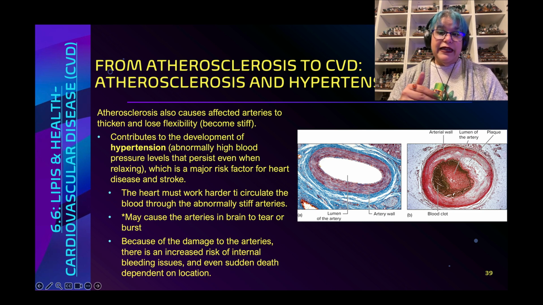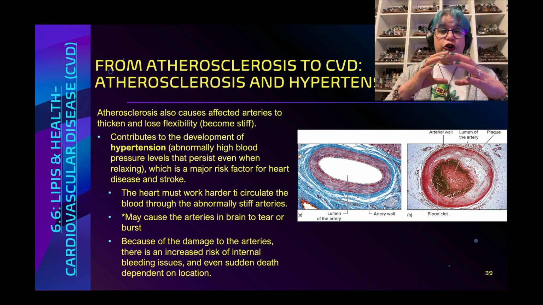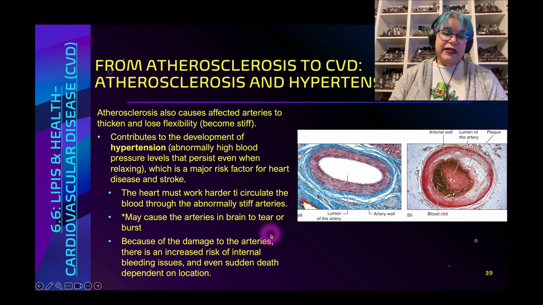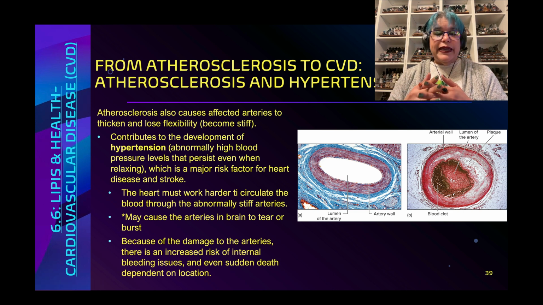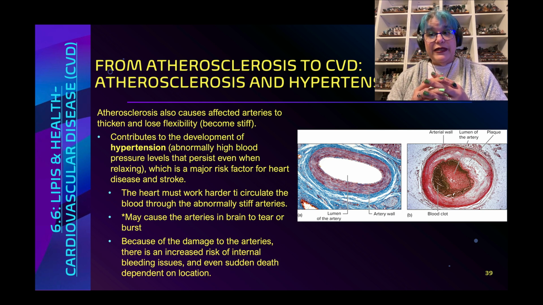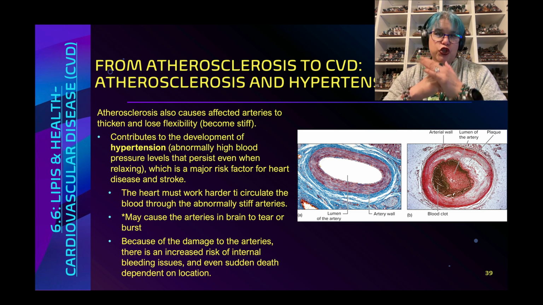The heart actually, in the case of hardened arteries, has to work harder to circulate the blood through the abnormally stiff arteries, because the arteries aren't accommodating the differences in pressure. It actually has to push harder to get it through these hardened, non-flexible arteries. Because of the damage to the arteries, there's also an increased risk of internal bleeding issues. Even sudden death can happen depending on where that rupture happens, where the artery basically tears because the pressure is too high behind the blood flow.